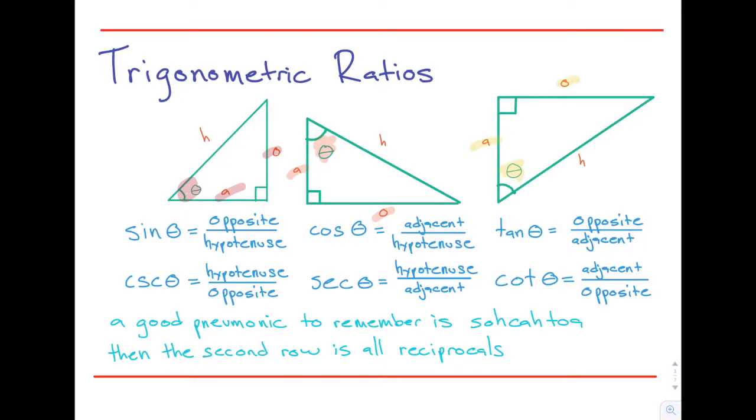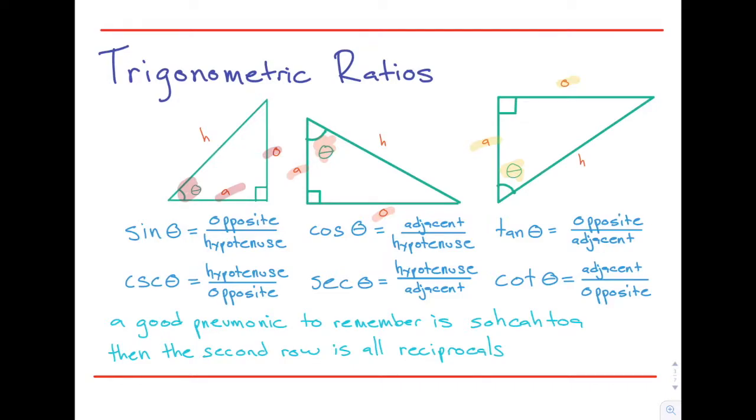For sine theta, we have the opposite side over the hypotenuse. For cosine theta, we have the adjacent side over the hypotenuse. For tangent, we have the opposite side over the adjacent side. Cosecant, hypotenuse over opposite side. Secant theta, we have the hypotenuse over the adjacent side. And cotangent of theta, we have the adjacent side over the opposite side.